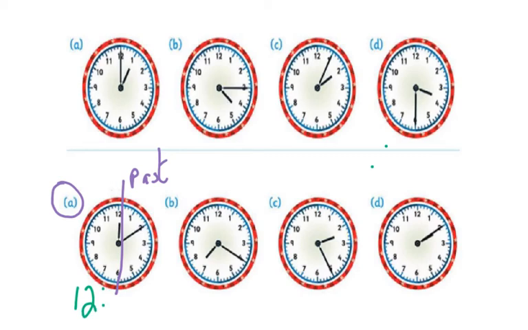And how many minutes past the hour? Well, let's look. 5, 10. So it's 10 past 12. Let's look at another example. Let's look at example C on the bottom row.